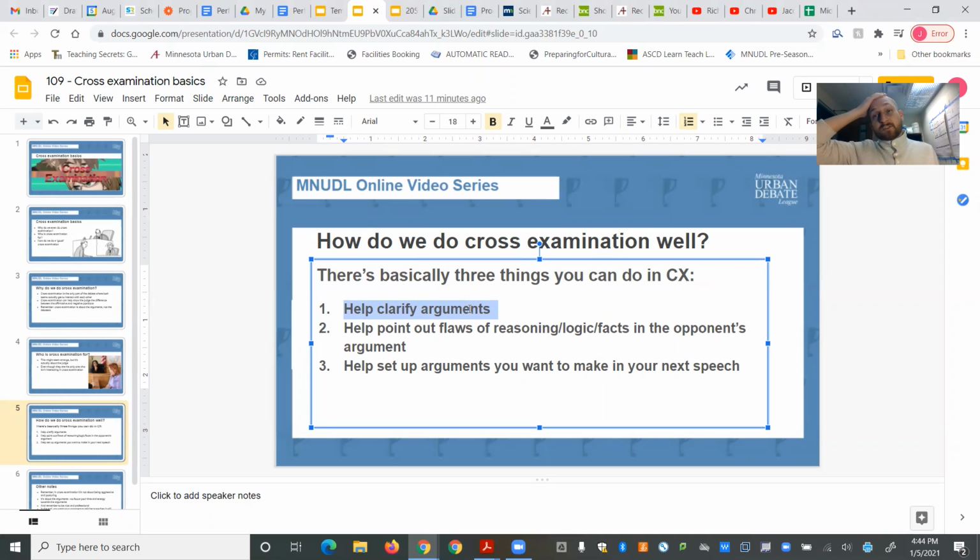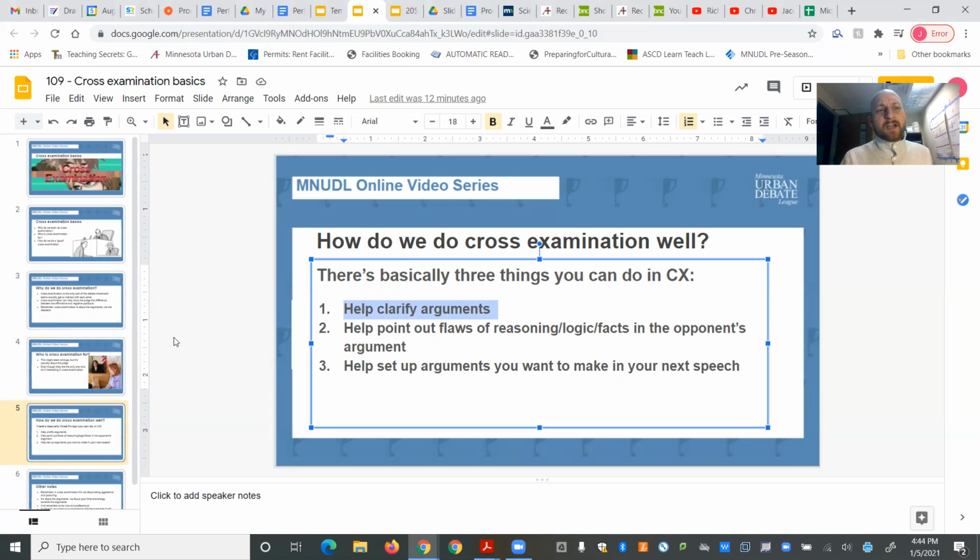So let's say you're the person asking questions and you missed who the author of an argument was, or you missed the main idea of an argument. You can just ask the other team, like, hey, who was the author who said this thing? Or what was your argument about solvency on the advantage? Something like that. You can just straight up ask them and figure it out.